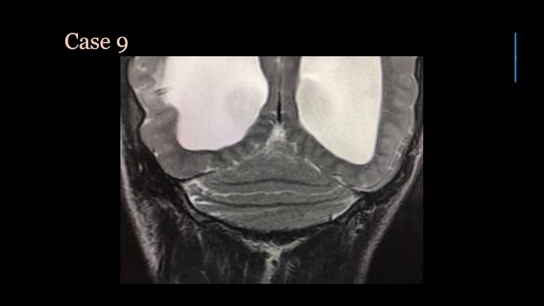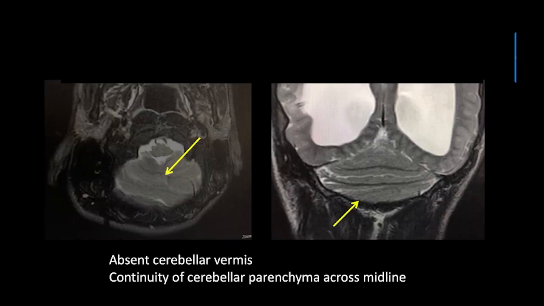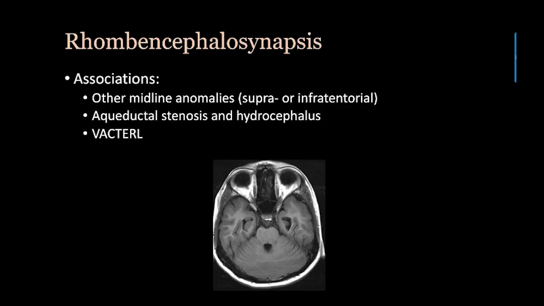Case number 9. We see an interesting appearance in this cerebellum because the cerebellar vermis appears to be absent and there is continuity of cerebellar parenchyma across midline. This is the classic definition of rhombencephalosynapsis.